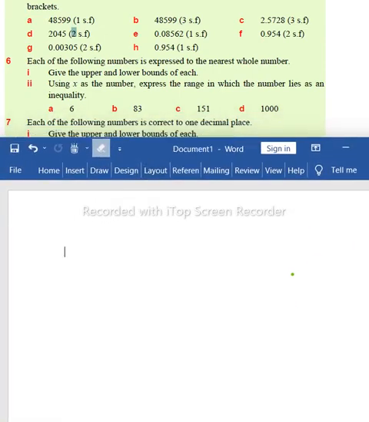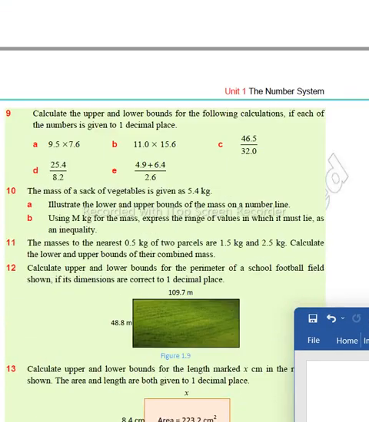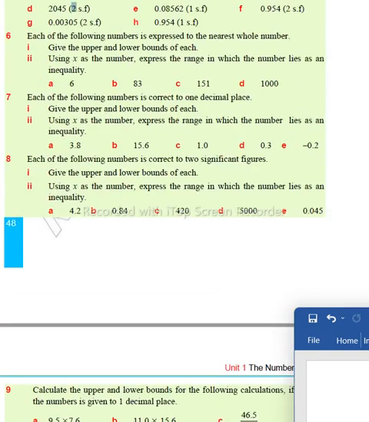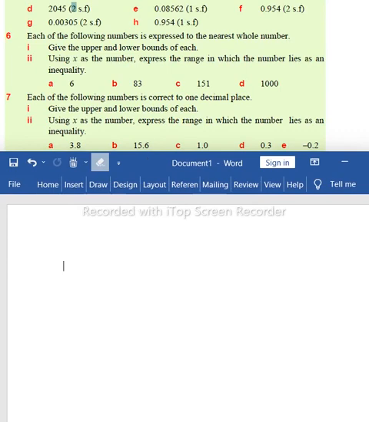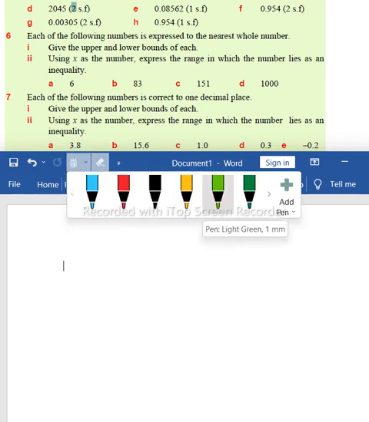Now let us do question number 6, and starting from question number 7 to question number 30 we will do next time. But let us do question number 6. Question number 6 says that each of the following numbers is expressed to the nearest whole number. Give the upper and lower bounds of each, using numbers to express the range with inequality. Let us do this question A and C. The first question is 6.